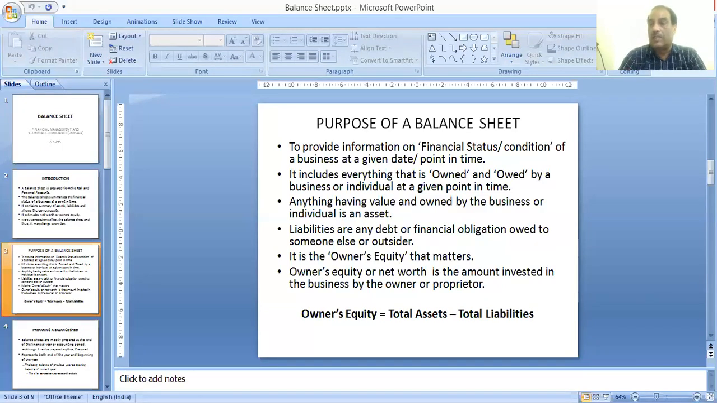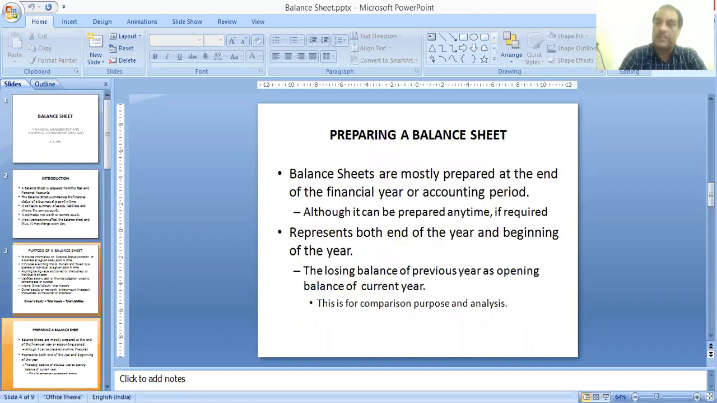Owner's equity or net worth is the amount invested in the business by the owner or proprietor. So it is the current, existing investment in the business. And owner's equity is estimated, calculated by using the formula: owner's equity is equal to total assets minus total liabilities. So if we go for analyzing, estimating the owner's equity, then it can be obtained by the balance of total assets minus total liabilities.